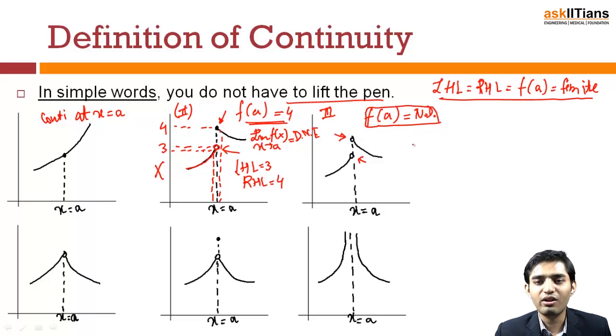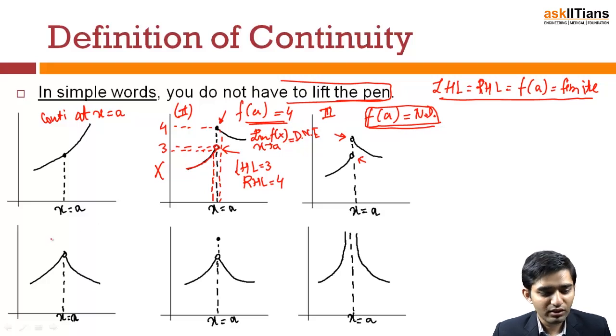So the function itself is not defined, so it can never be continuous. And we can see from the basic definition also that we have to lift the pen at x equal to a. So the function should be discontinuous at x equal to a because we have to lift the pen, right? Or mathematically also we can check that the function is not defined. If the function is not defined, then we will say that it is discontinuous.